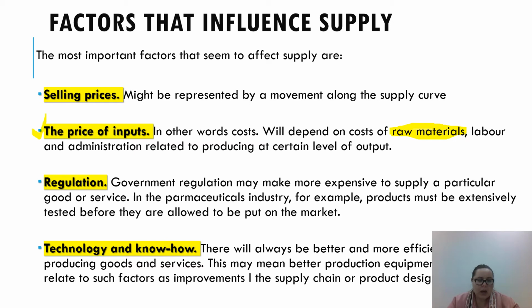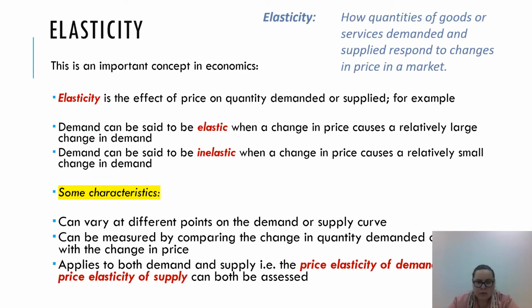And then the technology and know-how. Of course, it's very important to find better and more efficient ways to produce goods and services. Basically, the factors that might be improved and influence the supply would be the product design, and certain factors might occur in the supply chain, and so on.